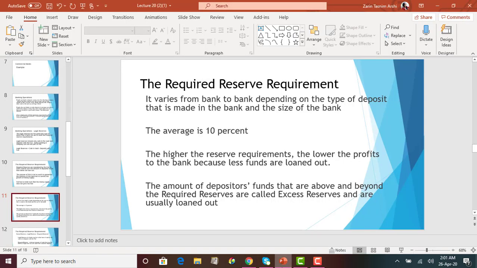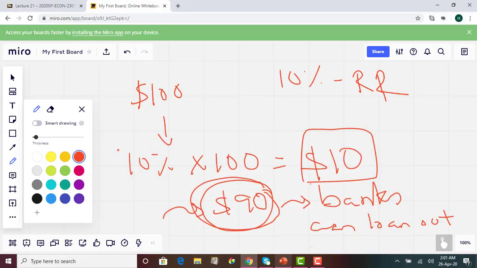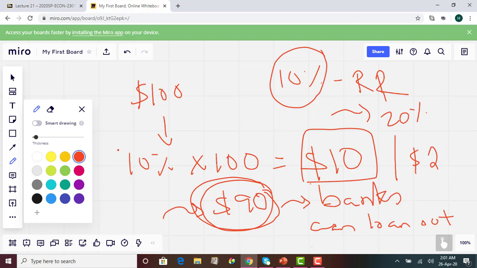Okay, so what it's saying is, the higher this rate is, now if it was from 10%, let's say 20%, then the banks would have to keep $20 aside instead of $10, and they could have loaned $80 out instead of 90, because now they have to keep $20 aside as mandated by the Fed, which leaves them with only $80 which they can loan out.